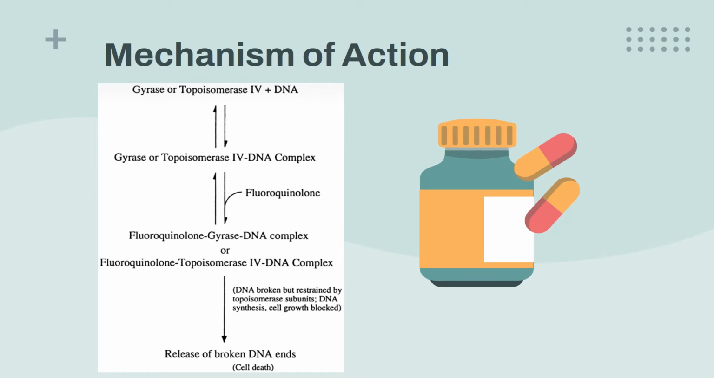Ciprofloxacin inhibits the enzymes topoisomerase II and topoisomerase IV. Topoisomerase II is also known as DNA gyrase. Ciprofloxacin inhibits these enzymes by forming a fluoroquinolone-gyrase complex or fluoroquinolone-topoisomerase IV complex. This results in inhibition of bacterial DNA replication, transcription, repair, and recombination. In turn, it causes bacterial cell death.